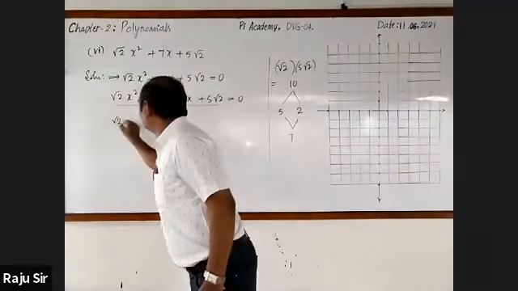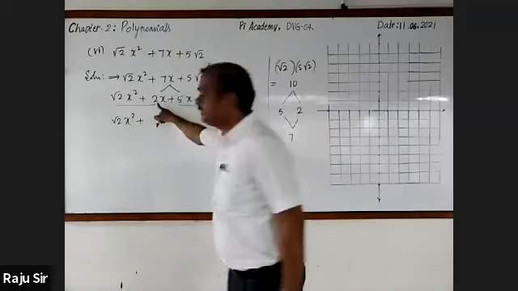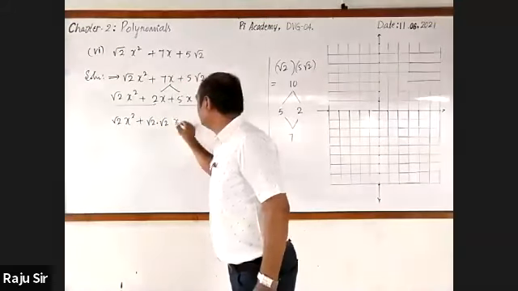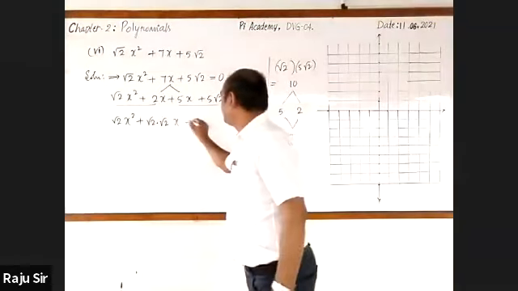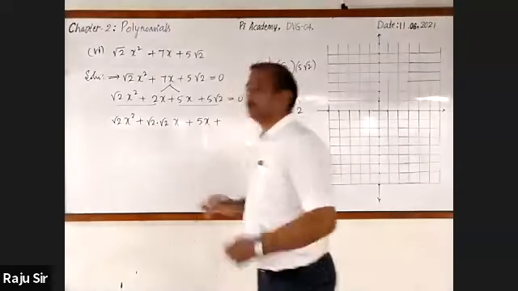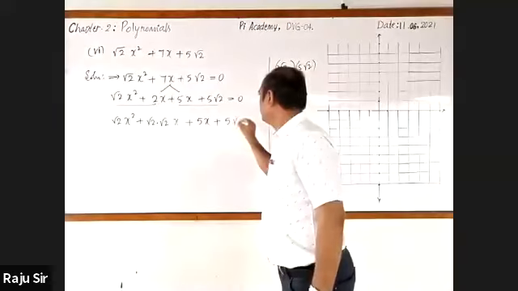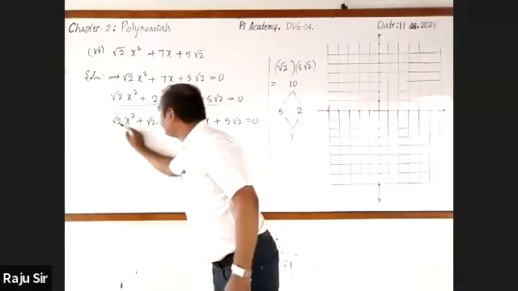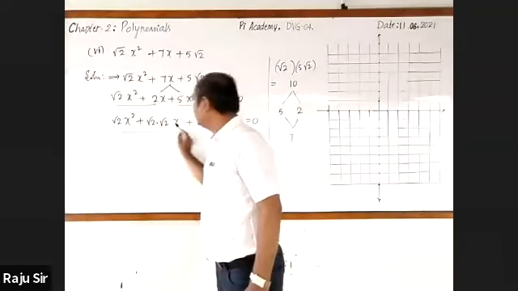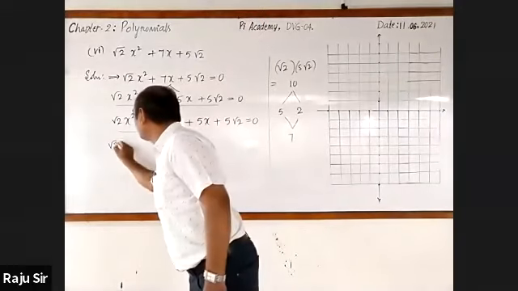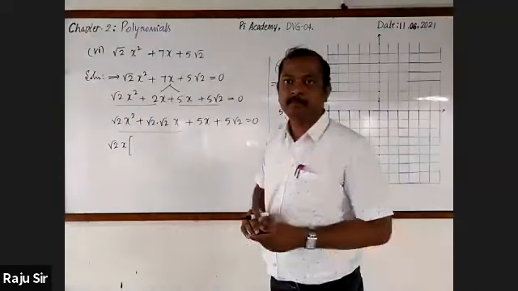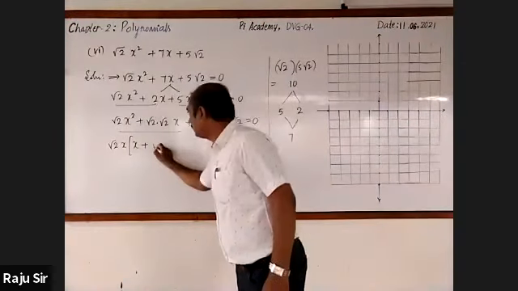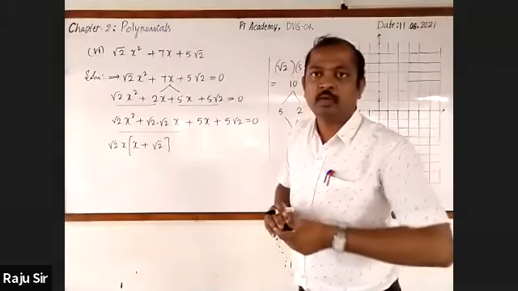Observe. Root 2 into x square plus this 2 is there. 2 is written as root 2 into x plus 5x plus 5 into root 2. This is equal to 0. Now observe in the first group we have root 2, root 2, x is there. Hence I go for taking root 2 into x as common factor. In the first term x will remain, in the second term only root 2 will remain. Suraj Chandra, hope that you have understood.